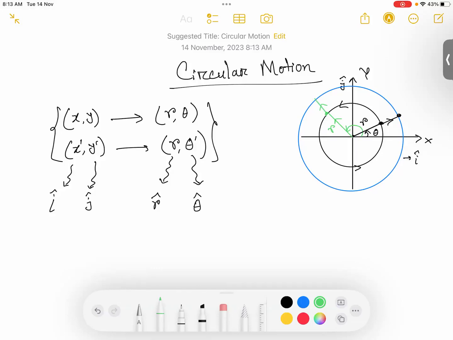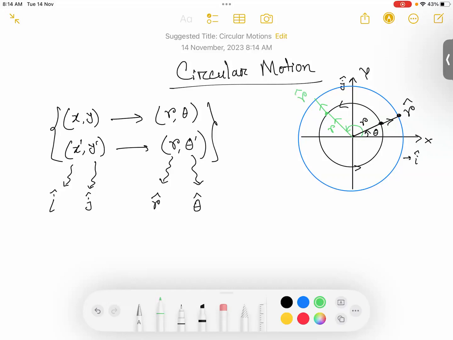So now, what is the direction of i hat actually? i hat is in the direction where x is increasing, right? Similarly, j hat is the direction where y is increasing. Then r hat will be in the direction in which r increases. So for example, this is the direction of r hat in this particular case.